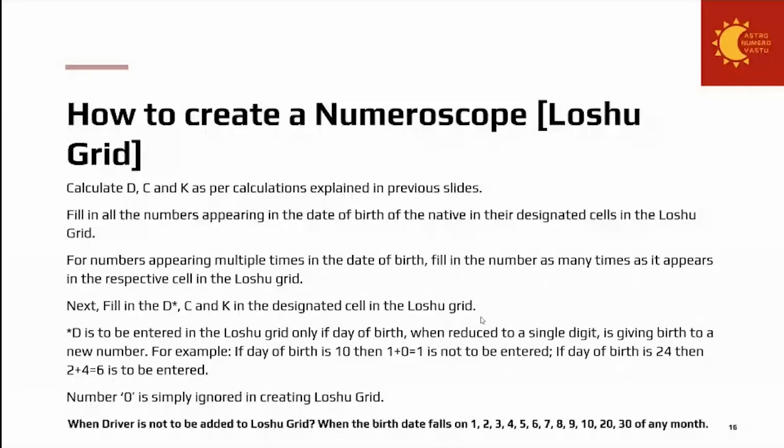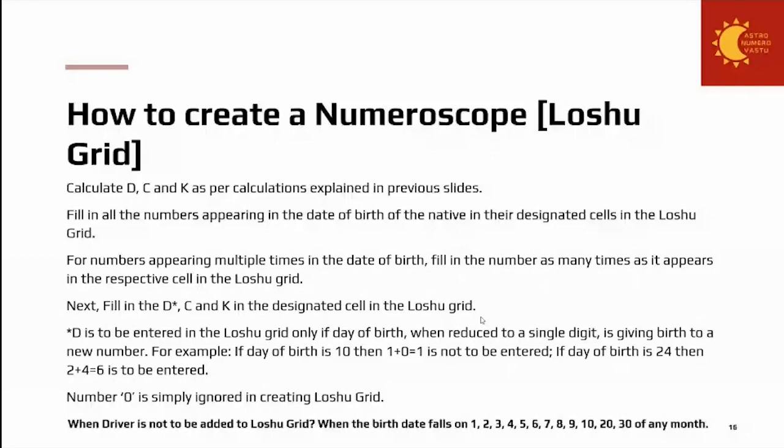One exception you have to consider: the driver is to be entered in the Loshu grid only if the day of birth, when reduced to a single digit, gives rise to a new number. For example, if somebody is born on the 10th, 1 plus 0 gives 1, so the driver is the same. In this case, the driver is not to be entered in the Loshu grid. Another example, if the date of birth is the 24th, then 2 plus 4 gives 6. 6 is the driver, so this 6 is to be entered.